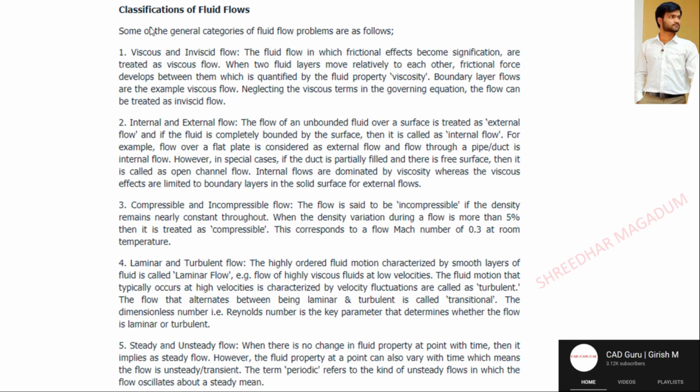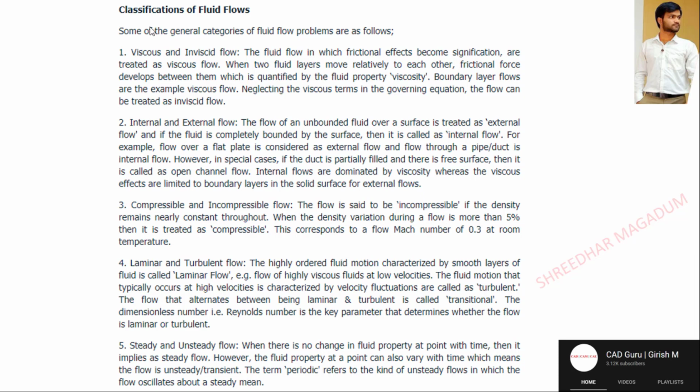Then coming to internal and external flow, depending upon the internal and external boundary conditions, we'll go through the same. If I consider external flow, what exactly happens over there? The flow of the fluid is over a surface. If I consider internal flow, it is completely bounded inside a surface.